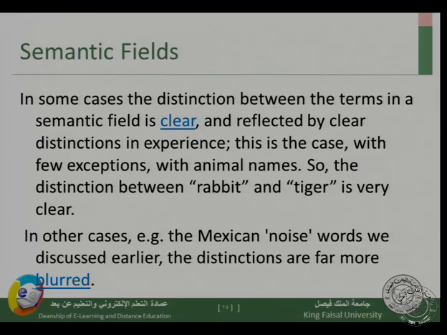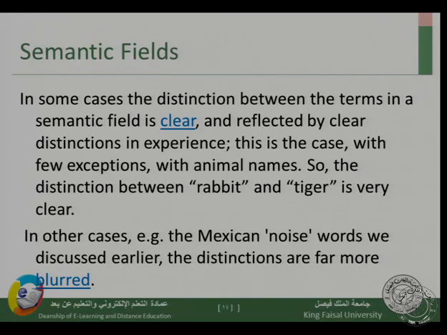Of course, there are certain examples where you might not recognize which animal it is, but mostly because from experience, we know what a tiger looks like, and we know what a rabbit looks like. The distinction between the terms in this semantic field of animals in English is clear to us.